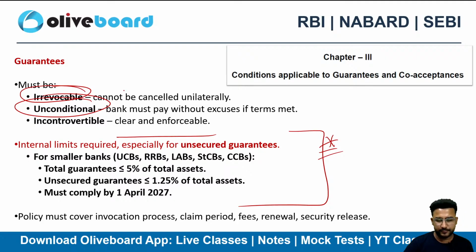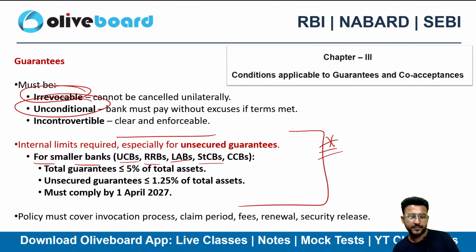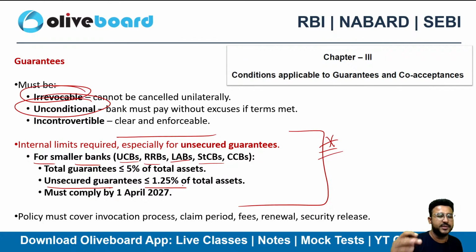The very first thing: if you are a small bank, let's suppose a UCB, an RRB, a local area bank, STCBs, CCBs, your total guarantee should not cross 5% of the total assets. Whatever your total assets are, the total guarantee you are giving should not cross 5%, right? That's the first point. Out of which unsecured guarantee should not cross 1.25% of the total assets. This particular thing is very, very important.